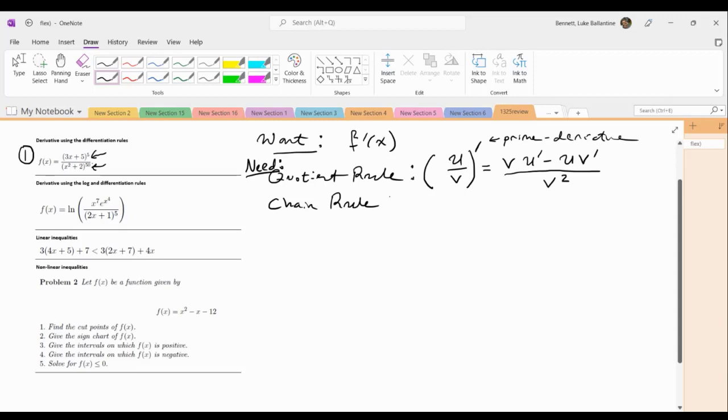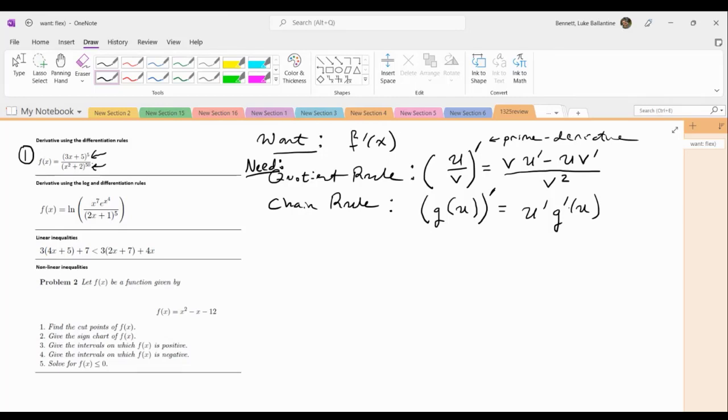And then the chain rule: if we have some function g of u, and u is a function of x, and we want to take the derivative, then this would be u prime times g prime of u. So I remember this one as take the derivative of the outside and leave the inside alone, and multiply by the derivative of the inside. So we need both of these rules to do this derivative.